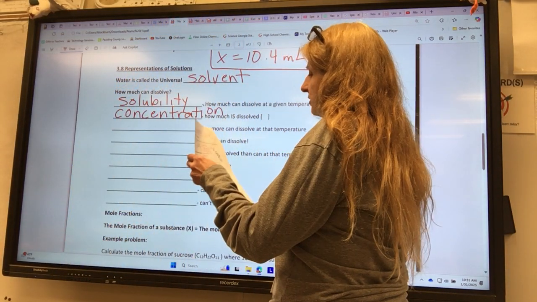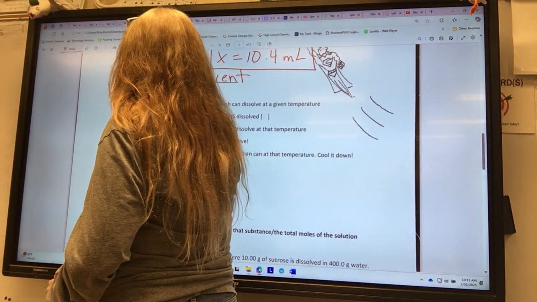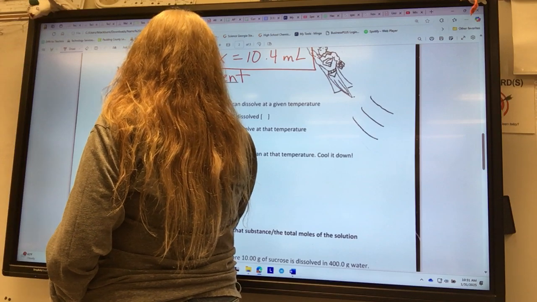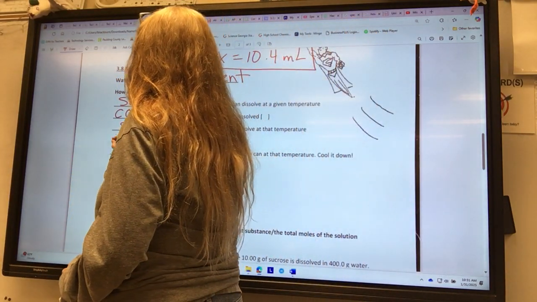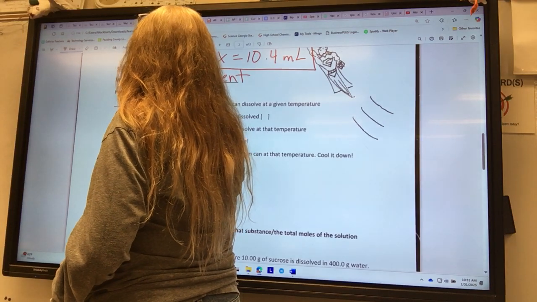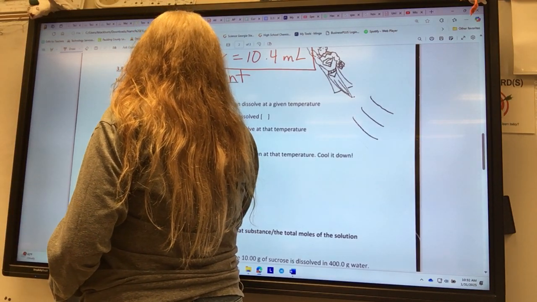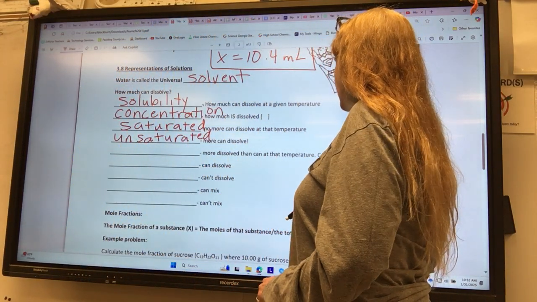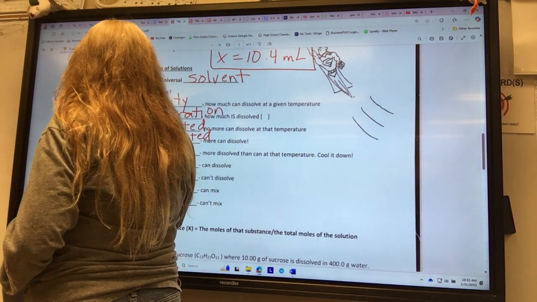No more can dissolve at that temperature is called saturated. We use that in common speech, don't we? More can dissolve is unsaturated. Now this is the weird one. More is dissolved than can dissolve at that temperature. This is called supersaturated.